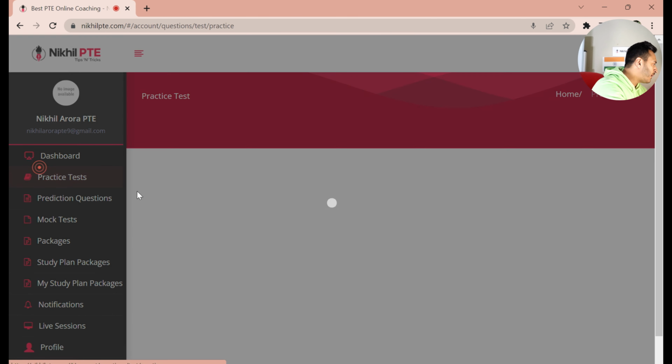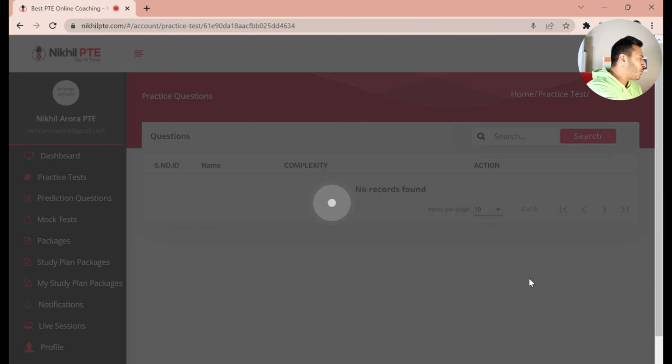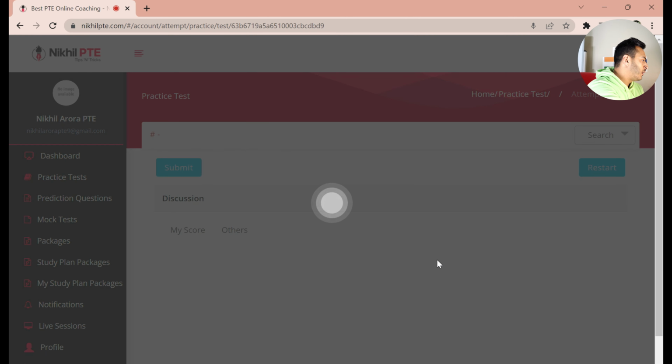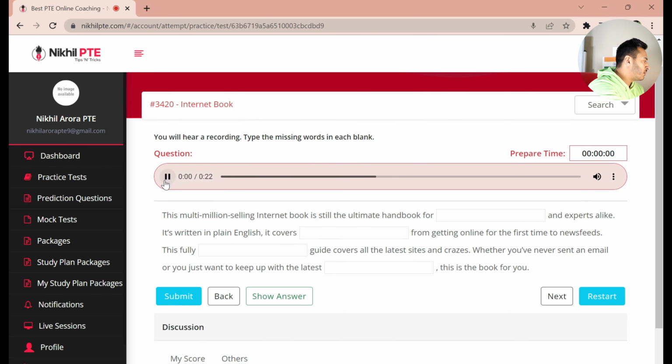Now moving to the next topic, that is filling the blanks. How you can improve filling the blanks. Guys, in filling the blanks, you will have a question in front of you. The speaker will speak and you can see there are some blanks. If you are new to PTE, I'm explaining. If you know that, right?